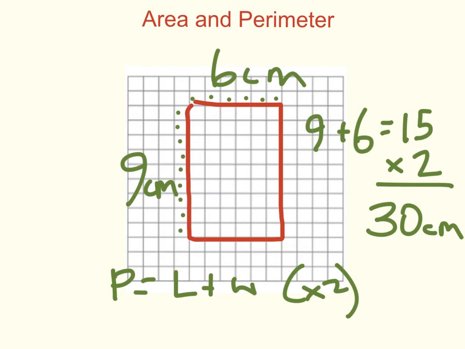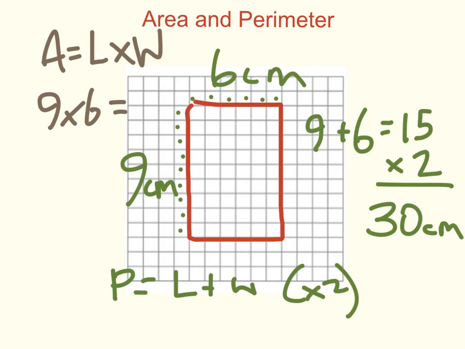The area, remember, area is length times width, or width times length. It's the same thing. And so 9 times 6 equals 54. So the area is 54 centimeters squared. And that's the difference between perimeter and area. Hopefully you'll be able to find perimeter and area now. Good luck.